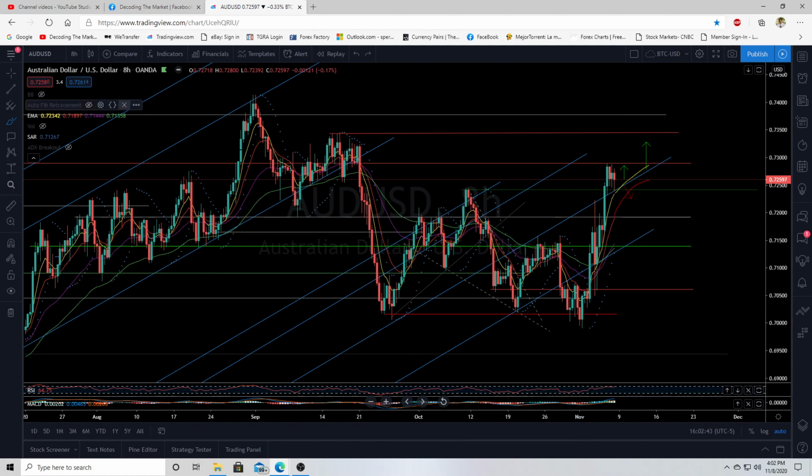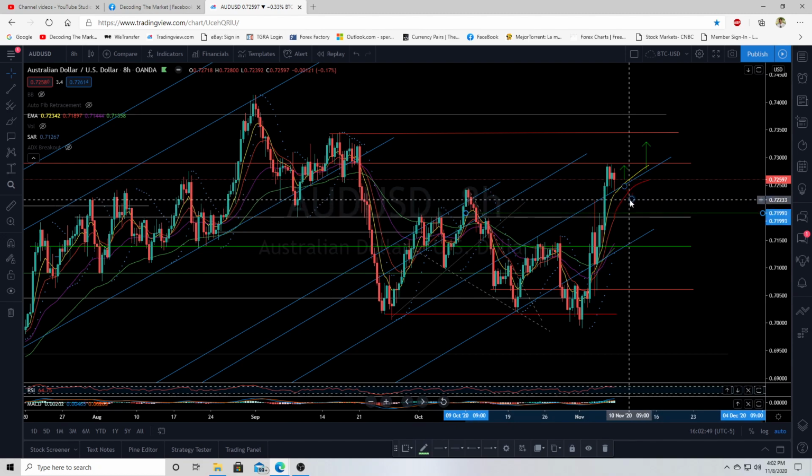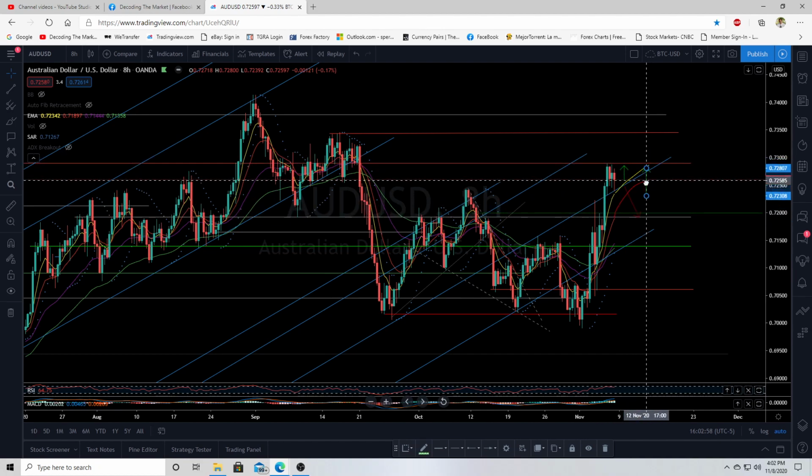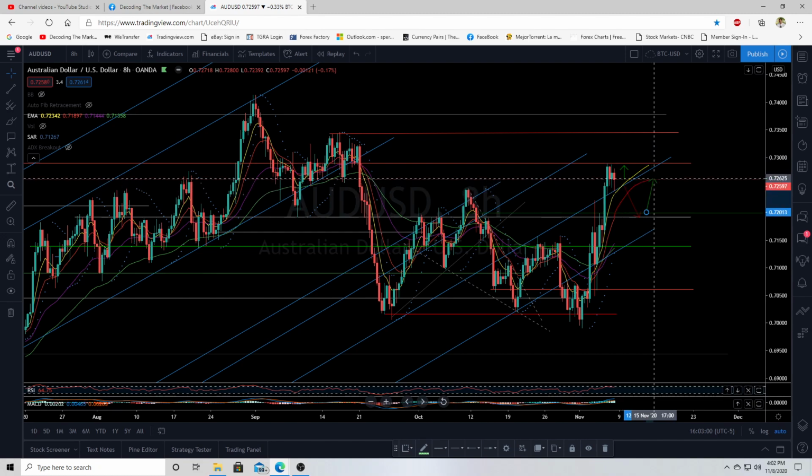Let me put it right up here and come back right up here and touch this area. So right here we may take another trade to the uptrend.